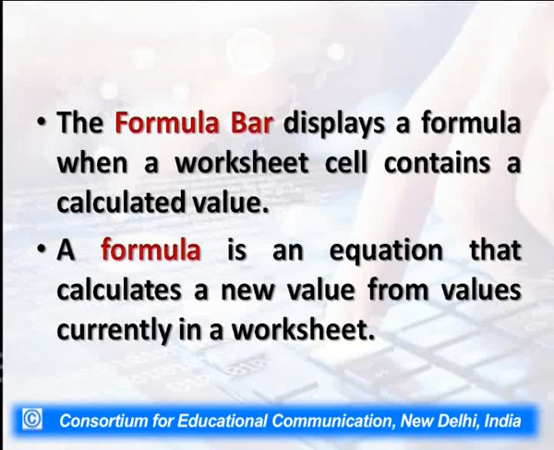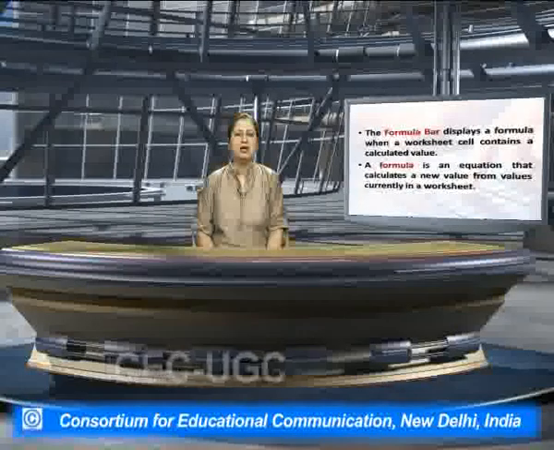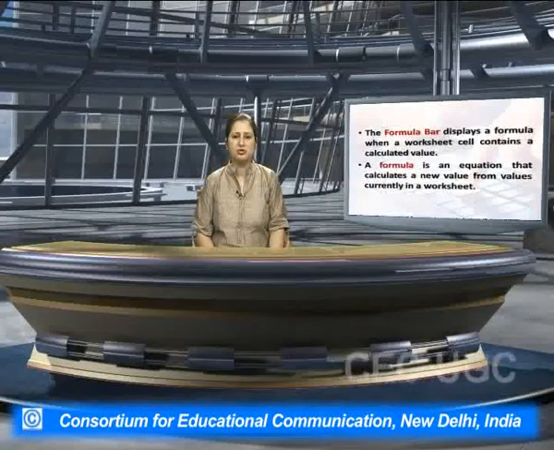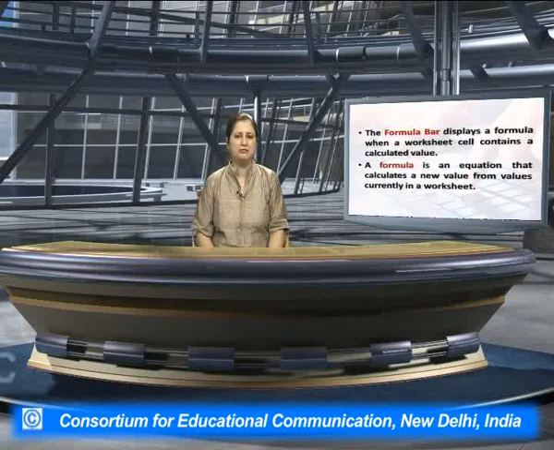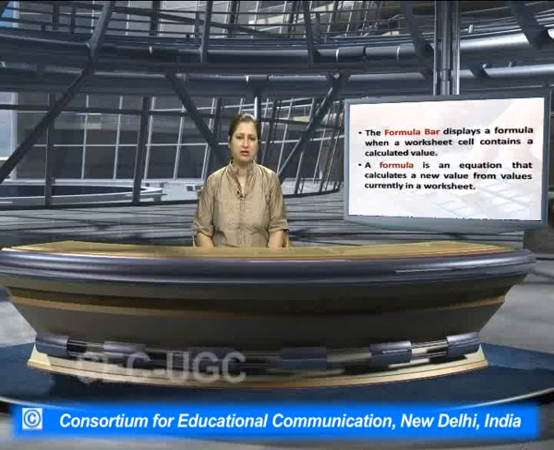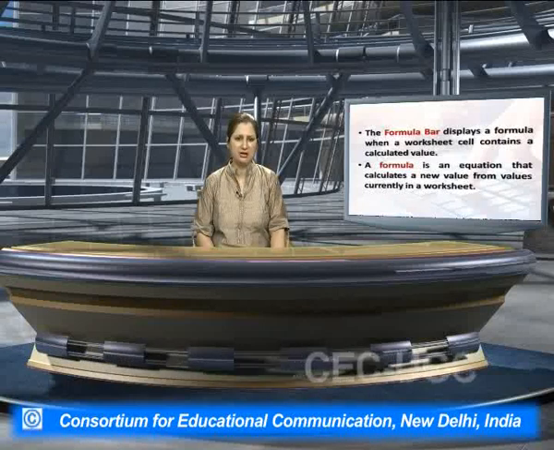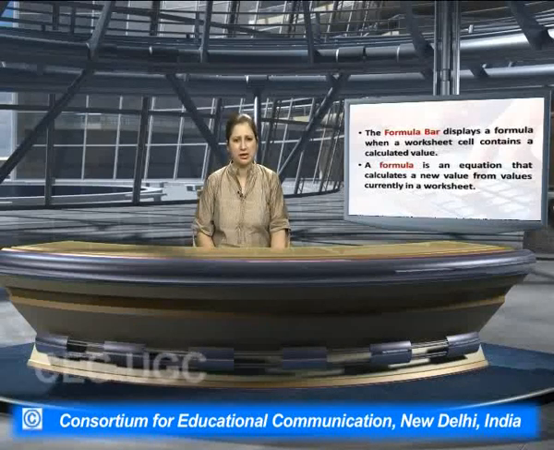The formula bar displays the formula when a worksheet cell contains a calculated value. A formula is an equation that calculates a new value from the values which are currently in a worksheet. In the formula bar you will see whatever is the content of the cell. But in case your cell contains a formula, for example A1 plus B2, the cell will show the calculated value, but the formula bar will still show the formula. When you click on the cell, you see the value obtained after calculation, but whatever formula has been used to calculate that value will be visible in your formula bar.